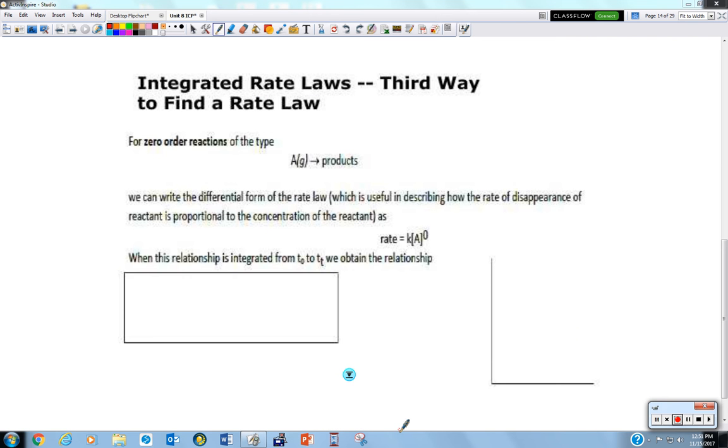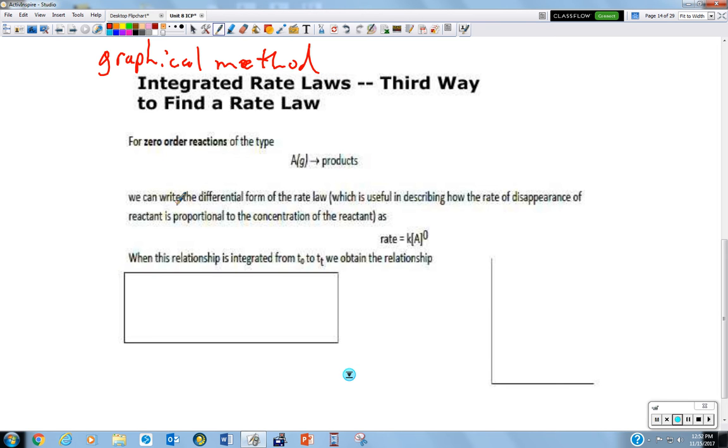So today we're going to be looking at the third way to find rate laws, which is a graphical method, the graphical method of integrated rate laws. So starting off, I'm just going to give you a few relationships, a few equations, and then we will also look at that in relationship to what type of slope it's going to make and all of that.